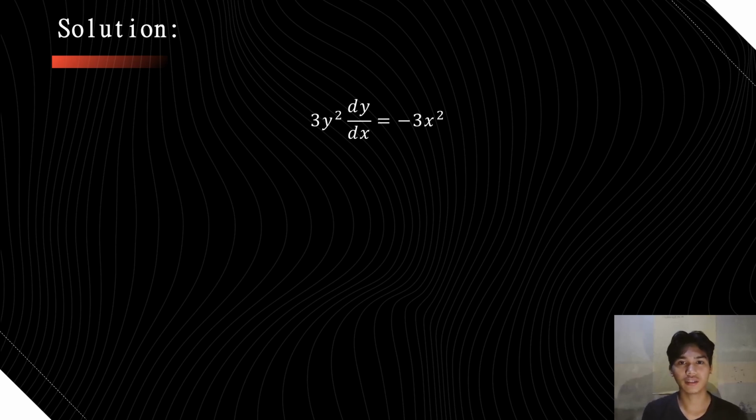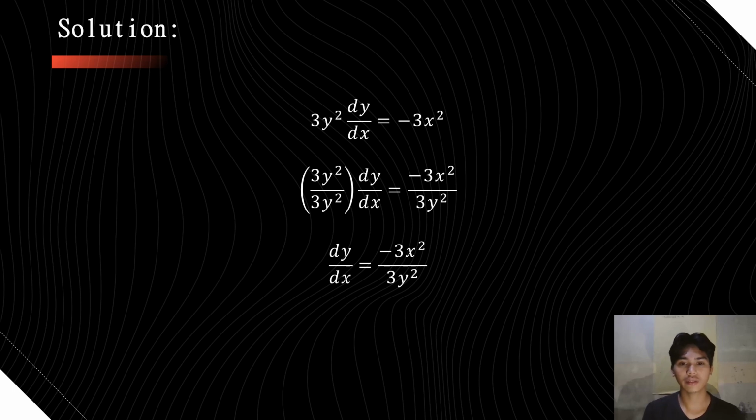Then, to proceed to the next step, we divide both sides by 3y squared, and then cancel the 3y squared from the left, and it can be written as dy over dx is equal to negative 3x squared over 3y squared. Then, as you notice, we can divide the numerator and denominator by 3, and our final answer is dy over dx is equal to negative x squared over y squared. So that is the solution to problem number 1 in our implicit differentiation.